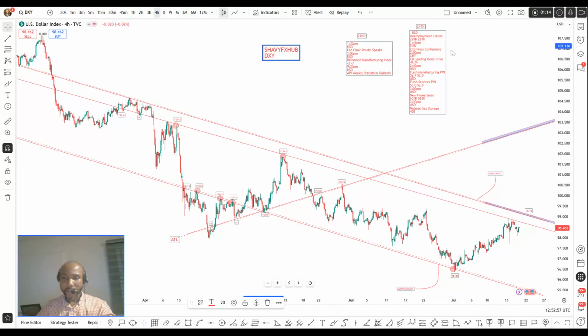The 6 currencies in the basket are mainly the euro, Japanese yen, pound sterling, Canadian dollar, Swiss franc, and Swedish krona. So it's important that every time we have a very strong fundamental data print coming in from the United States, you come back to the DXY chart and see what the market is doing.